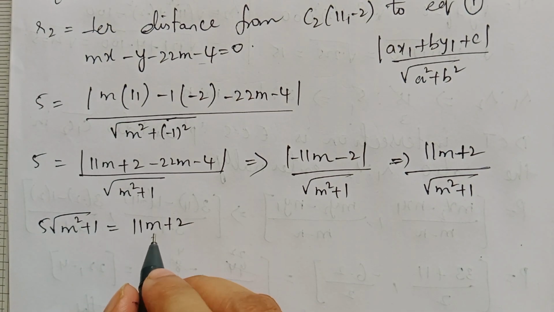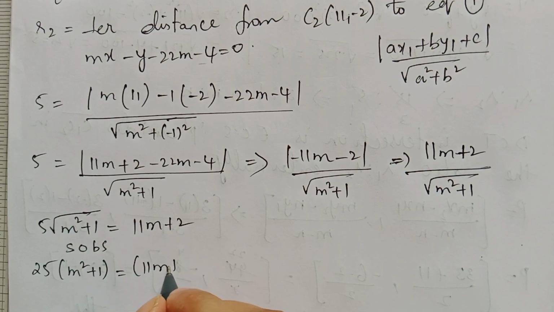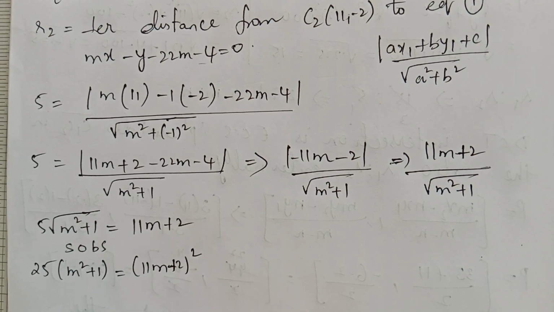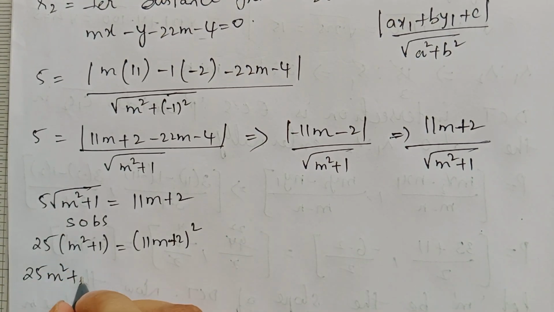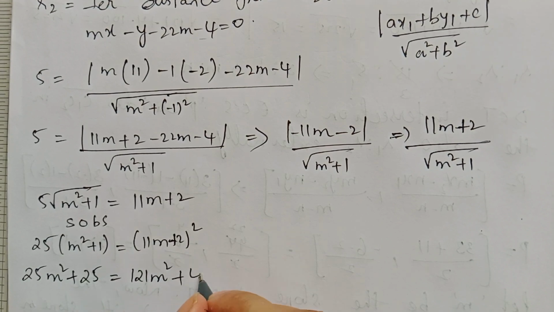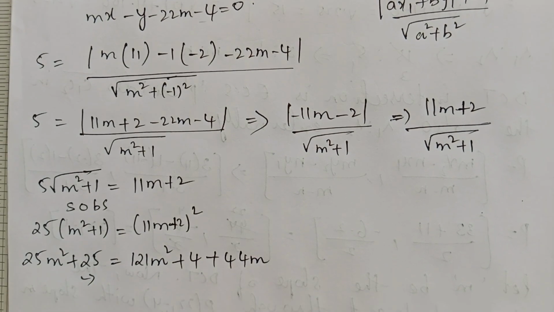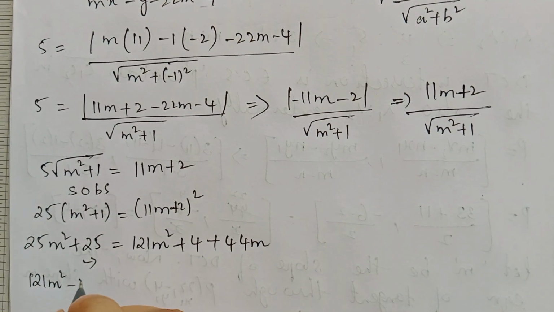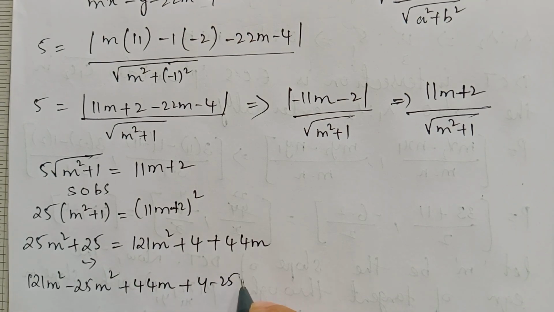Now we have to do squaring on both sides in order to eliminate the root term. So we'll get 5 square is 25 into (m square plus 1) equals to here (11m plus 2) whole square. Applying the formula of (a plus b) whole square, we'll get 25m square plus, multiplying it inside, so it is 1 into 25, 25. So 11m square is 121m square plus 2 square is 4 and here it will be 2 into 2 into 11m, 4 into 11 is 44m. Now transposing these terms to that side, so it is 121m square minus 25m square plus 44m plus 4 minus 25 equals to 0.